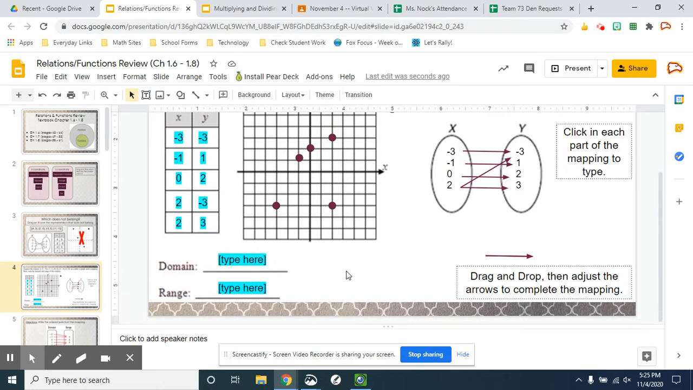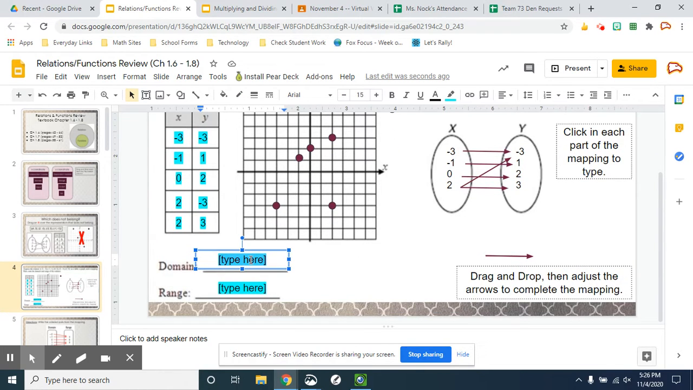All right, so let's look at our domain and our range. Since this is a discrete function, meaning that we don't have any continuous points or data between the points, they're just very distinct, discrete points. We're just going to list what we did in our mapping. So whenever you do it in increasing order in your mapping, it makes it easier to do your domain and your range.